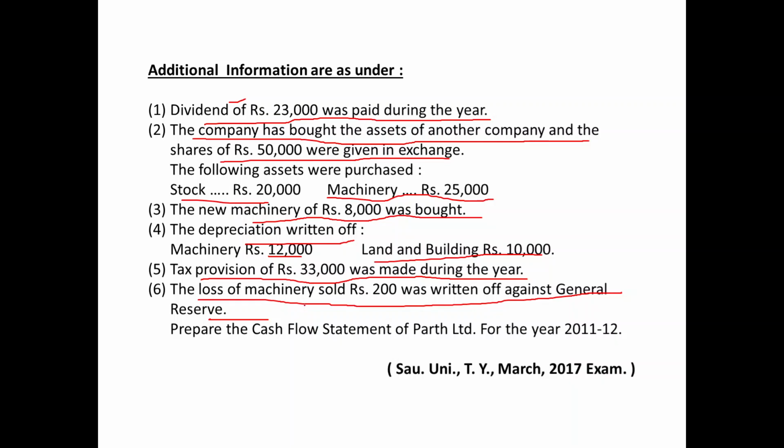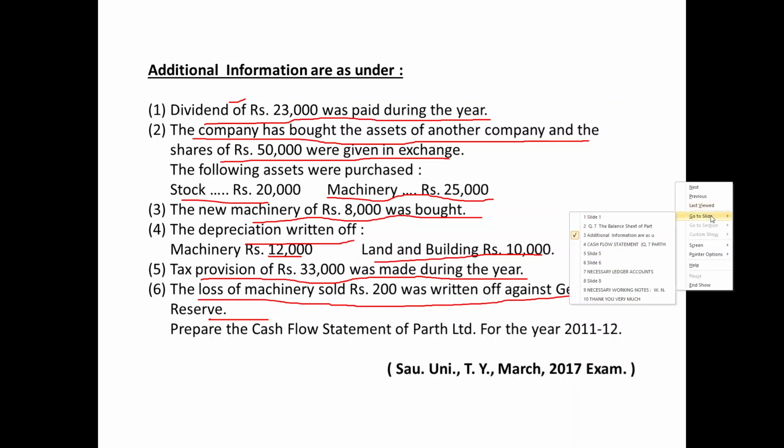But only the loss amount has been given, and the loss amount of rupees 200 was written off against the general reserve. It was not written off against the profit and loss account, but against the general reserve. We need the selling price to report it in our cash flow statement under title B. So how to decide the selling price of this machinery which has been sold at a loss of rupees 200, and this loss has been written off to the general reserve account?